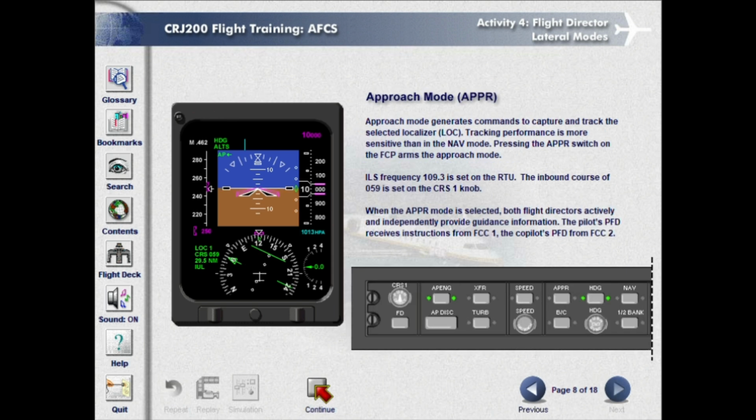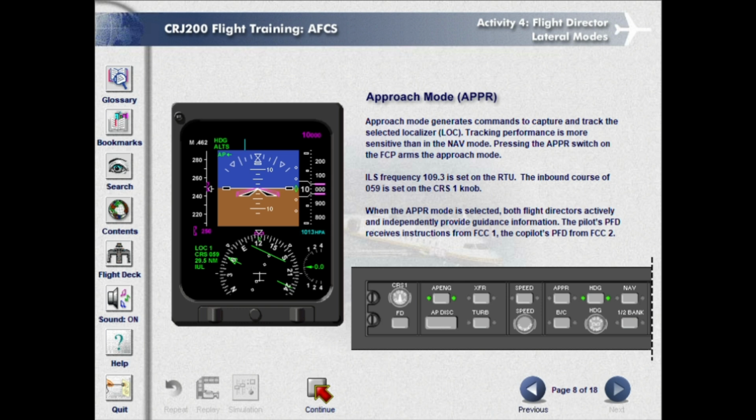Approach mode. Approach mode generates commands to capture and track the selected localizer. Tracking performance is more sensitive than in the nav mode. Pressing the approach switch on the FCP arms the approach mode. ILS frequency 109.3 is set on the RTU. The inbound course of 059 is set on the Course 1 knob.